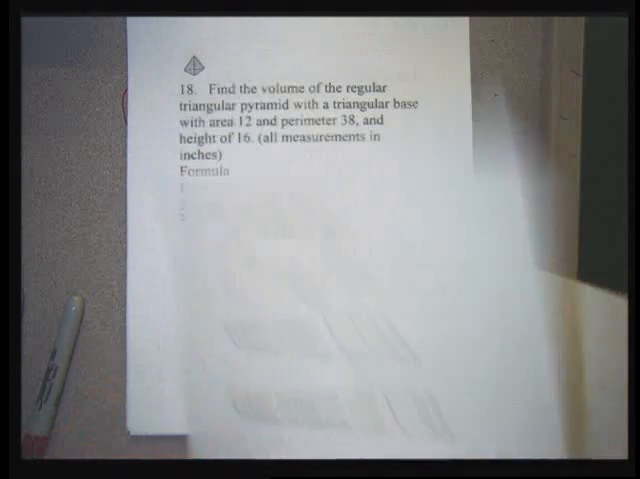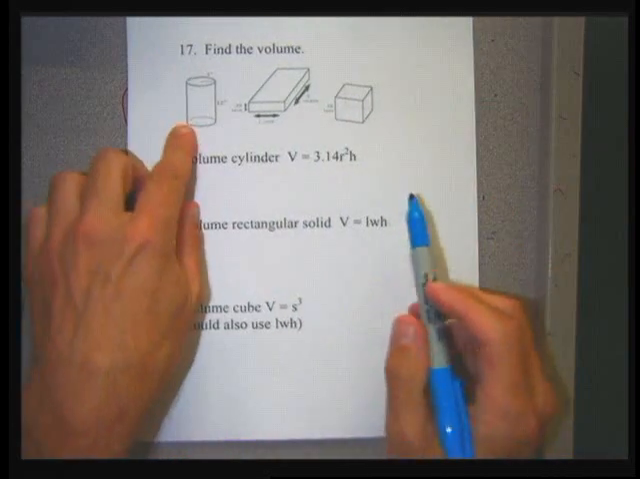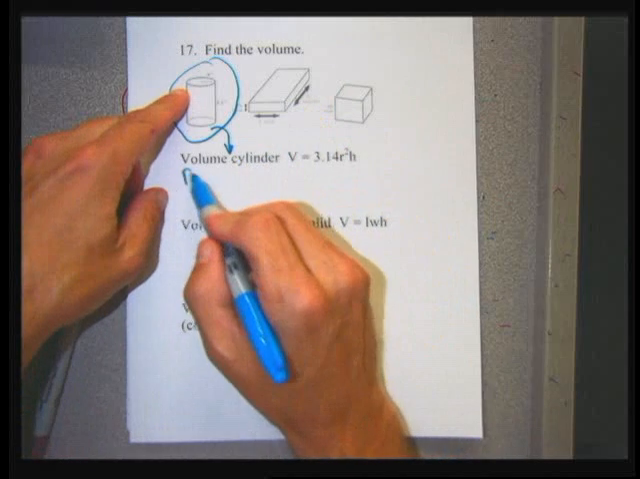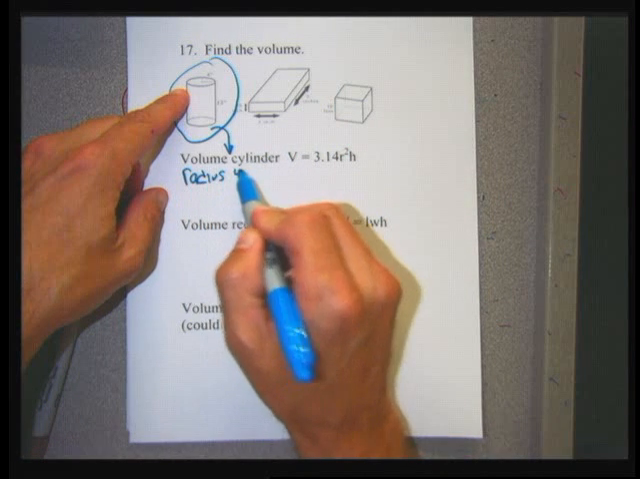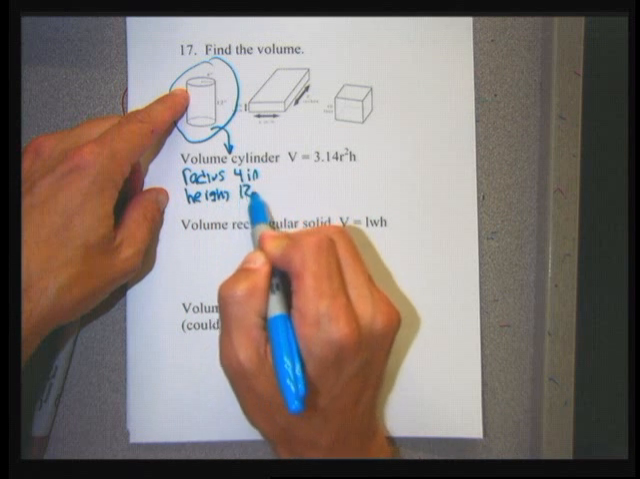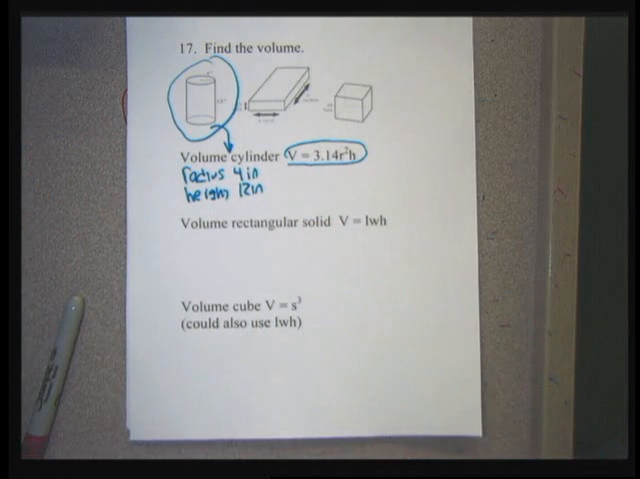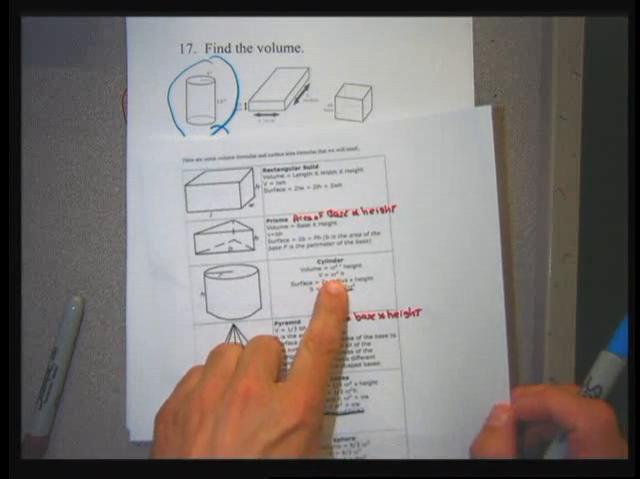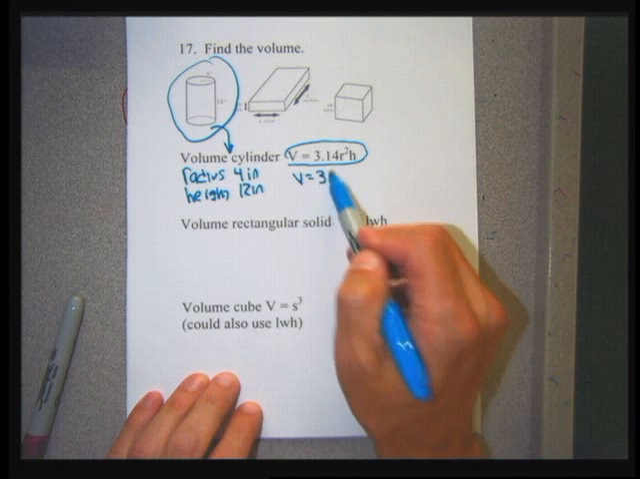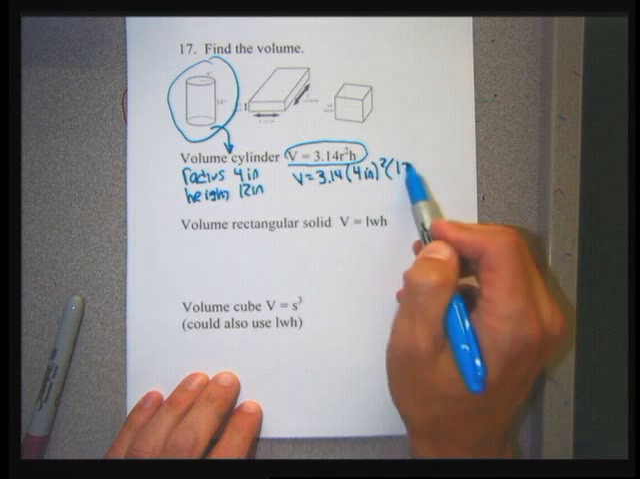17 is 3 different volume problems in one, and I don't know how well these actually show up. The first one is, the first picture is a cylinder, and for this cylinder, it has a radius up top that is 4 inches, and it has a height that's 12 inches. I need the volume formula for a cylinder, which again, I didn't have known. I just picked it off here. Volume is pi r squared h. For pi, I'm plugging in 3.14. For r, I'm plugging in 4 inches. For h, I'm plugging in 12 inches.